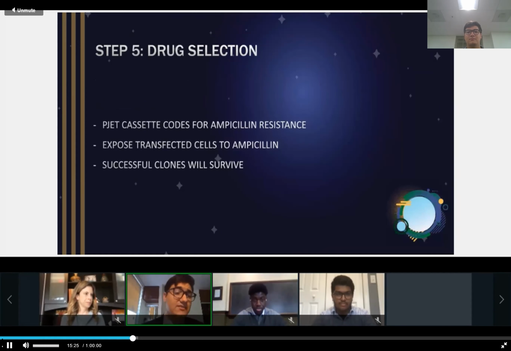Next step will be doing drug selection. The PJET cassette codes for an ampicillin resistance. So if the Toxoplasma gondii successfully uptakes the PJET cassette, then they will be able to survive exposure to ampicillin. So whether they can survive exposure to ampicillin will tell us whether or not it successfully uptook the PJET cassette.